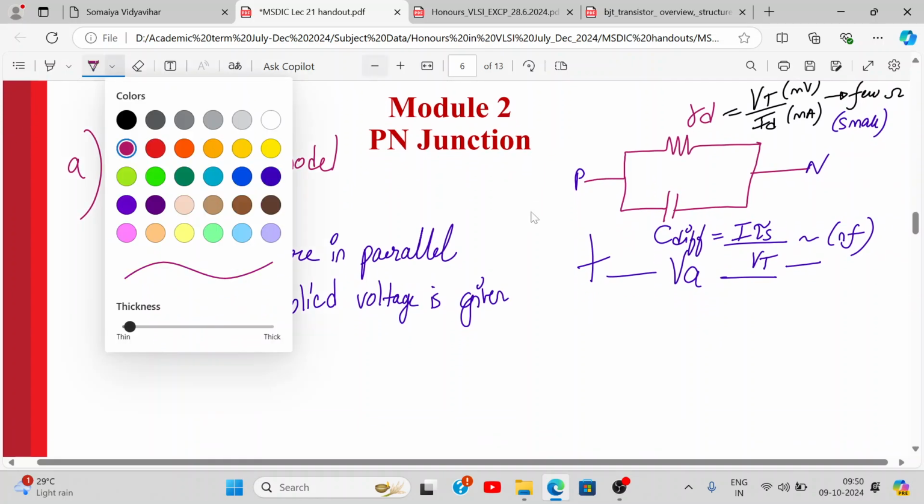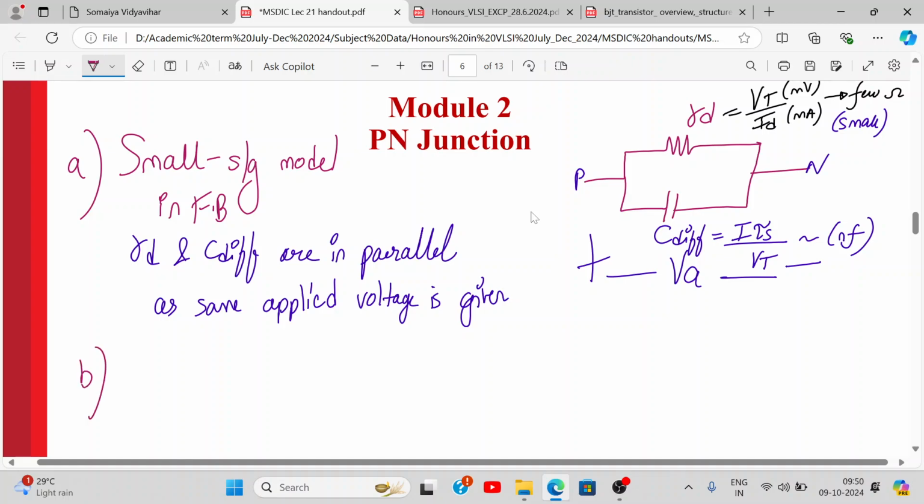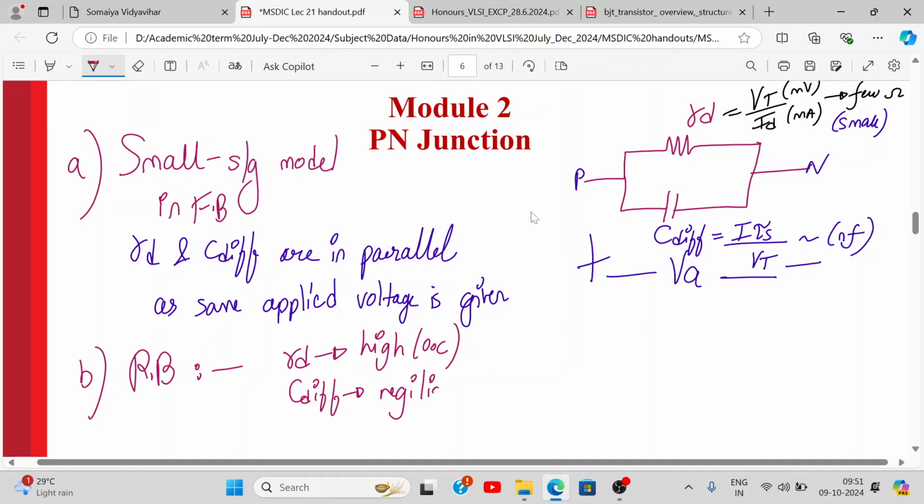Now the second part, the last one. Let's draw the small signal model in reverse bias. So in reverse bias, what happens to RD? RD is very, very high, so it becomes an open circuit, right? And what about C diffusion? C diffusion is negligible, right? So what is left? C depletion only, which is given by epsilon A by W. This is also in picofarad. Very, very small.